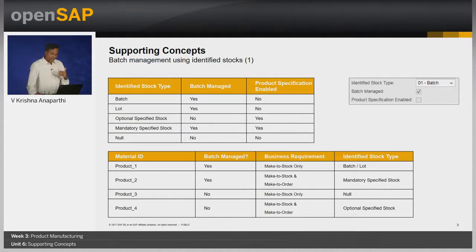So, based on the matrix whatever you are seeing on the slide, depending upon the combination of business requirements, the user needs to select the right identified stock type.